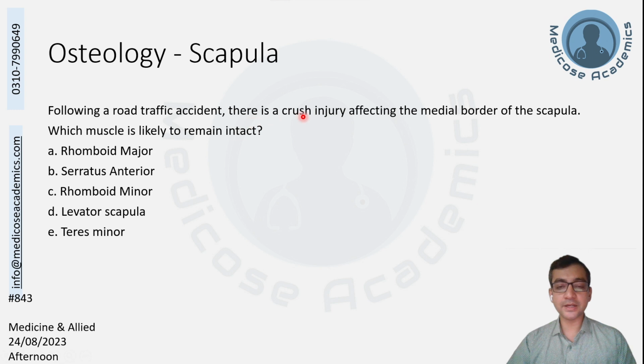Following a road traffic accident, there is a crush injury affecting the medial border of scapula. Which muscle is most likely to remain intact? So this question is just a fancy way of asking if one of the following muscles is not attached to the medial border of scapula. The correct answer among this is teres minor.